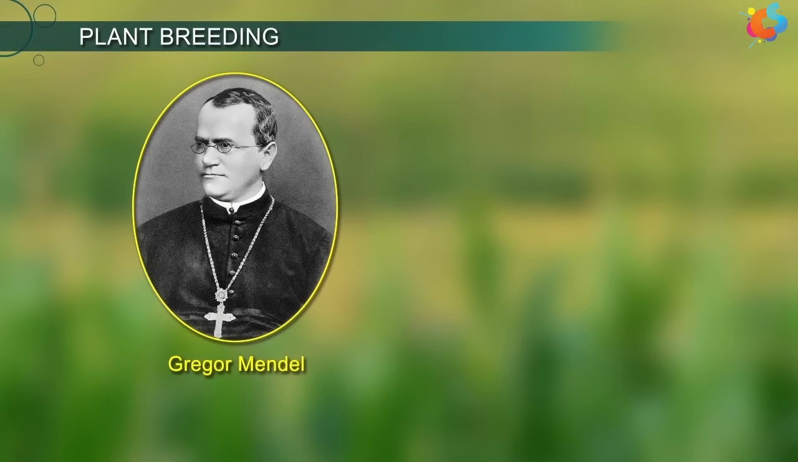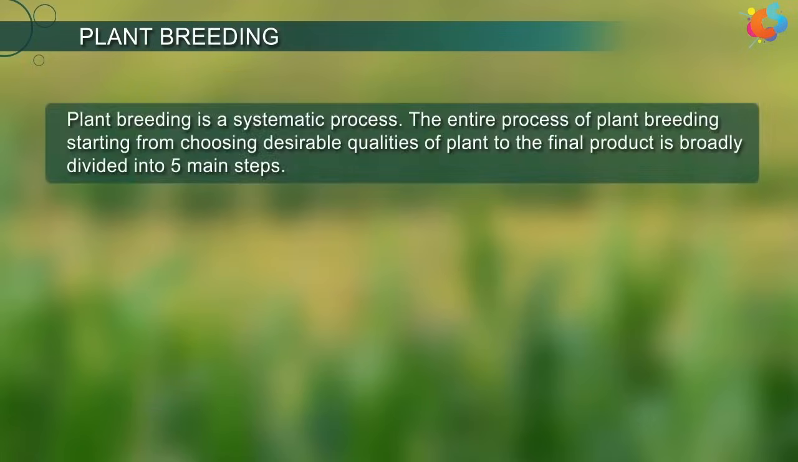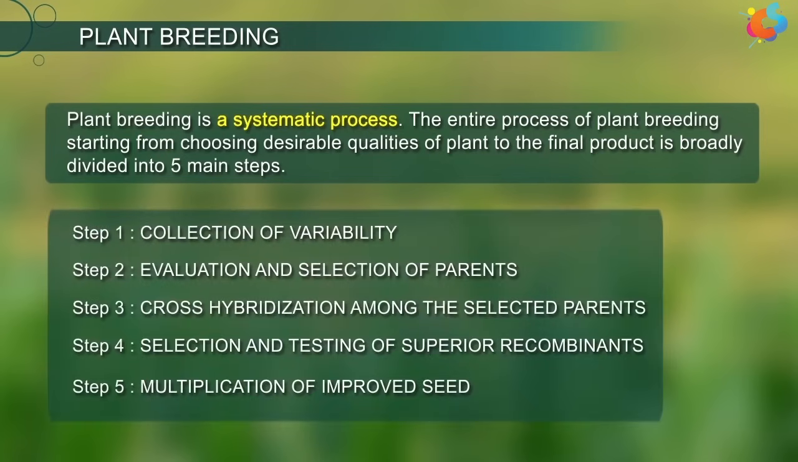Scientists Gregor Mendel and Charles Darwin effectively demonstrated hybridization within a plant species. After that, the process was further developed by many plant breeders. Plant breeding is a systematic process. The entire process of plant breeding, starting from choosing desirable qualities of plant to the final product, is broadly divided into 5 main steps. Let us learn about them one by one.